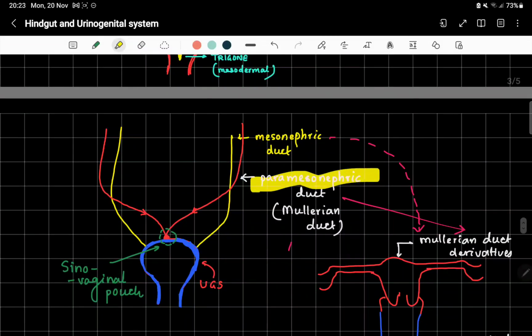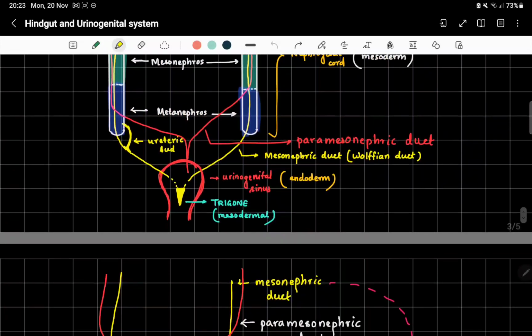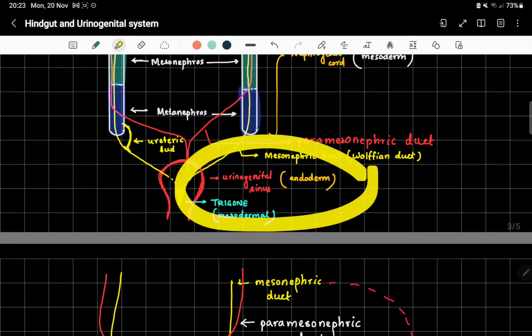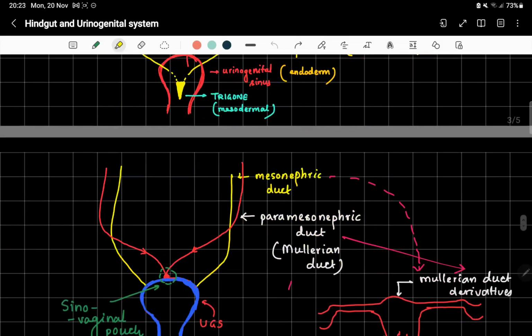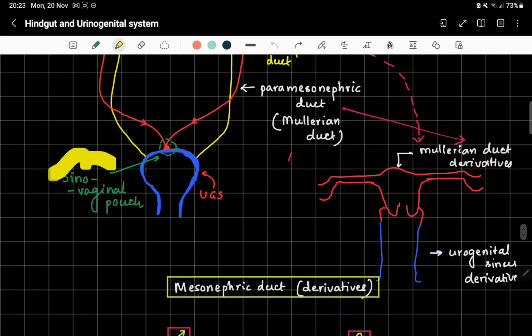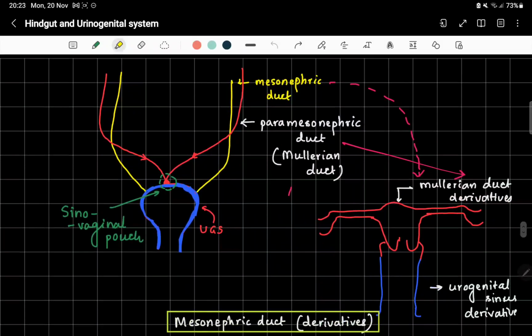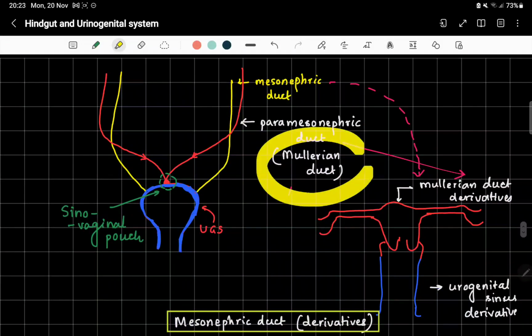This paramesonephric duct is called the Mullerian duct. The paramesonephric duct is there and the mesonephric duct is there. The urogenital sinus is endodermal in origin, and the trigone is mesodermal. Here a pouch is formed, which is called the sinovaginal pouch.